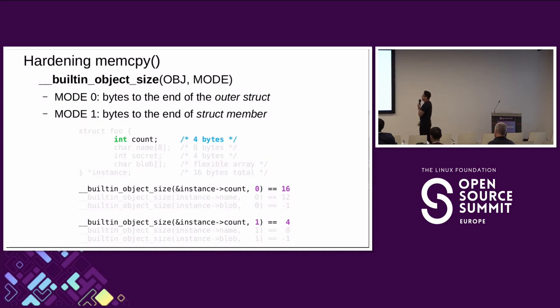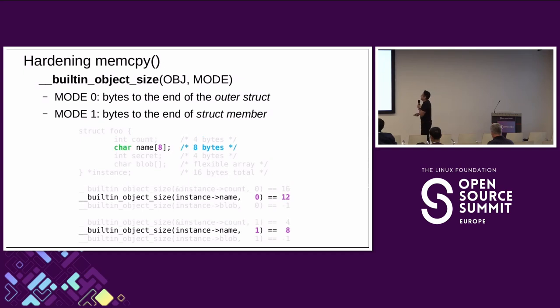So let's take a look. In this case, we pass a pointer to count, and in mode 0, it returns the total size of the structure. So that's an important difference. If we use this function in mode 1, it returns the actual size of the object. In the case of an array, again, it's going to return the number of bytes from the beginning of the array to the end of the structure, which is 12 bytes. In mode 1, it returns the number of bytes of that array, the size of the object, right?